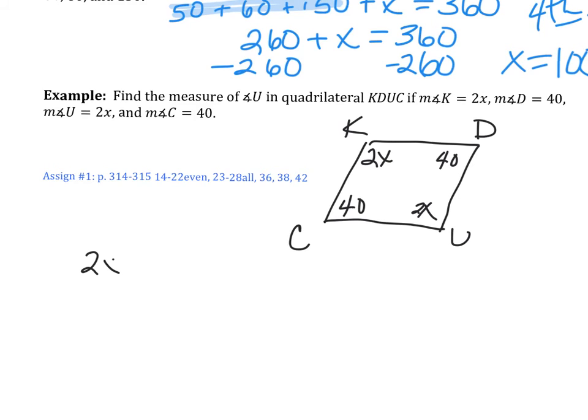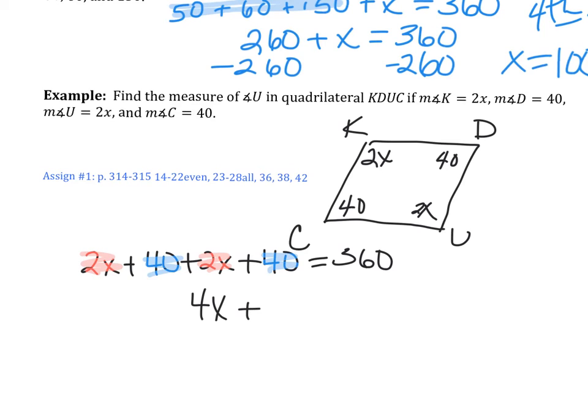So I've got 2x plus 40 plus 2x plus 40, and again we're going to set that equal to that 360 that we know. I've got 2 different like terms here to combine. I've got my x terms and I've got my numbers here. So 2x plus 2x gets me 4x. 40 plus 40 is 80. Again, 360, nothing's changed over there.